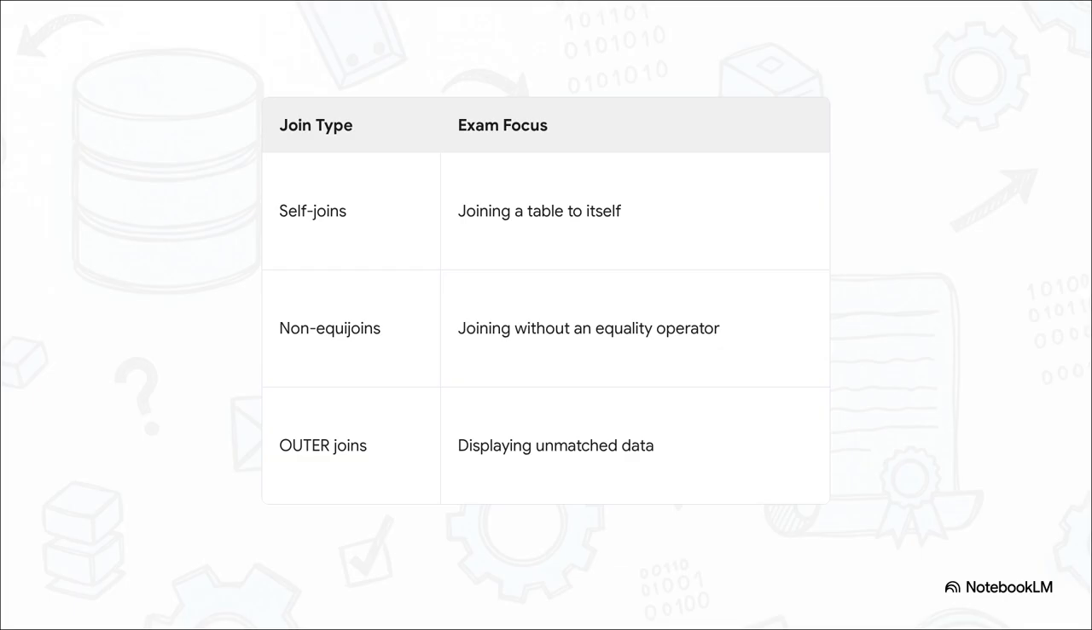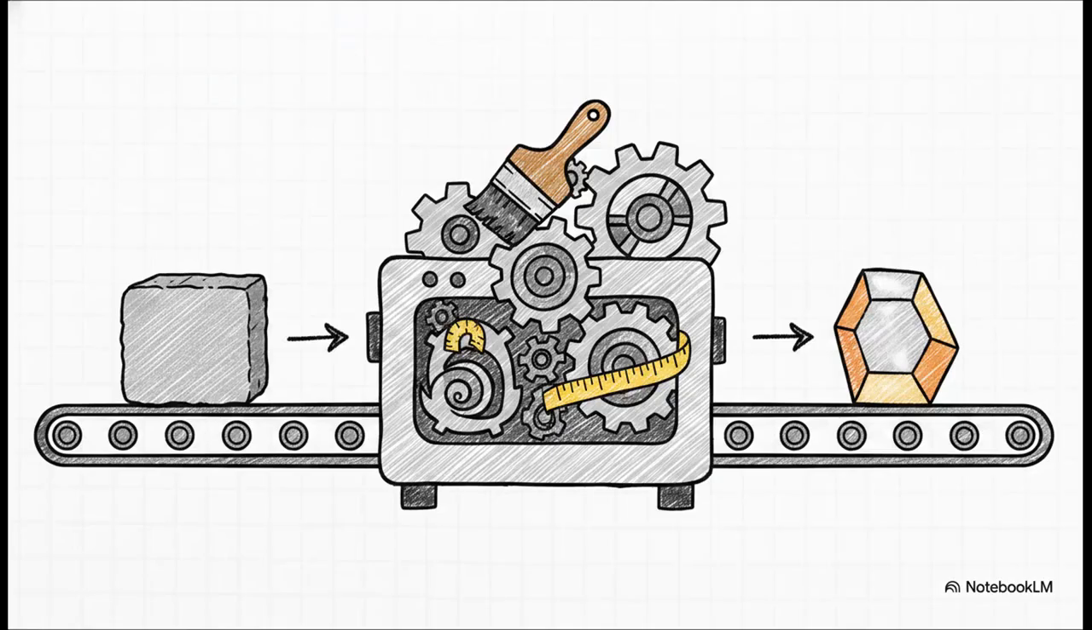Then there are non-equijoins, where you use operators like between instead of a standard equal sign. And super importantly, outer joins, which are absolutely crucial for displaying data even when there's no actual match in the joined table. You'll also need to be able to rapidly spot single-row functions. Those are functions that operate on a single row and give you a single result. Pay really close attention to conversion functions like TO_CHAR. You'll use that constantly to wrangle messy dates into clean, readable strings.